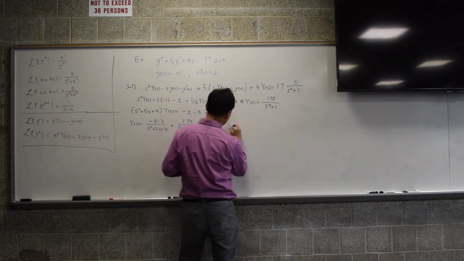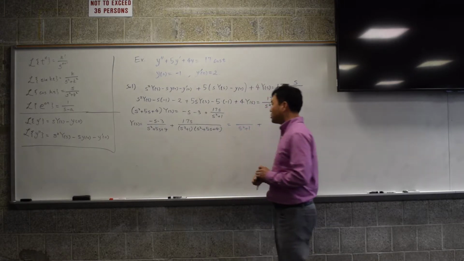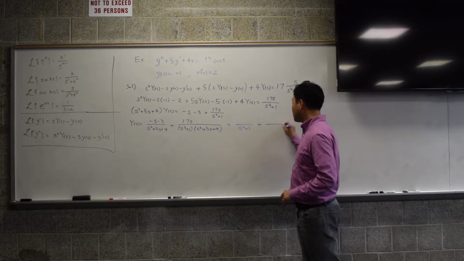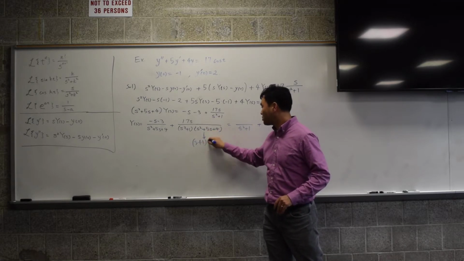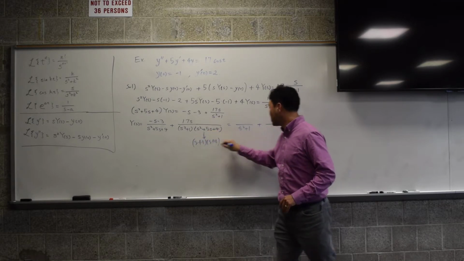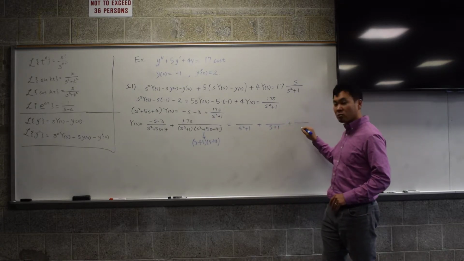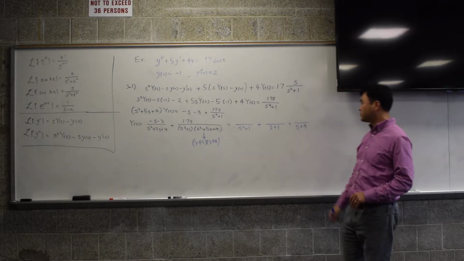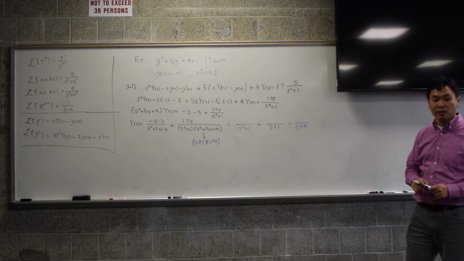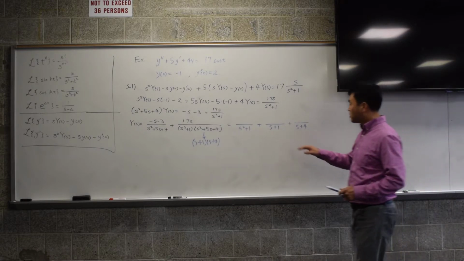You want something over s squared plus 1 plus something over, well, what is this? This is s plus 1 times s plus 4, right? So you would need something over s plus 1 plus something over s plus 4. Okay, so these are the things that you need. Now let's try to fill in the top parts.